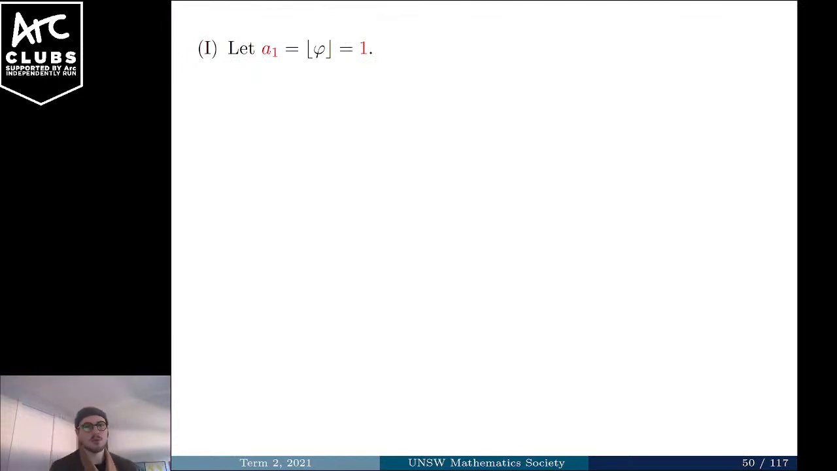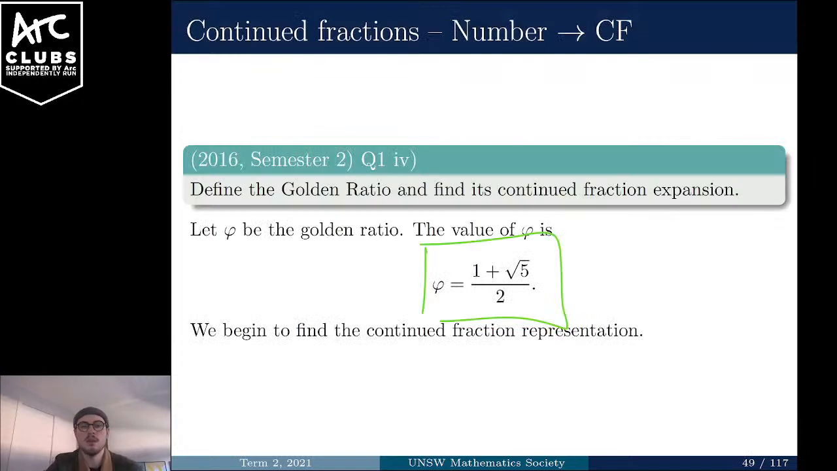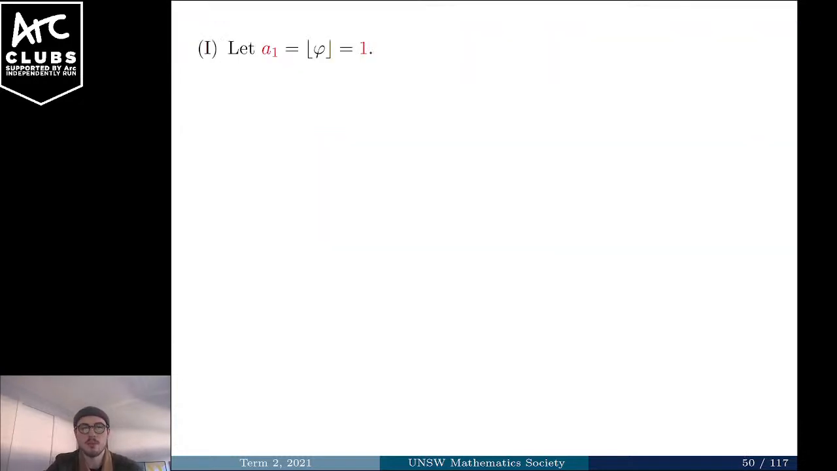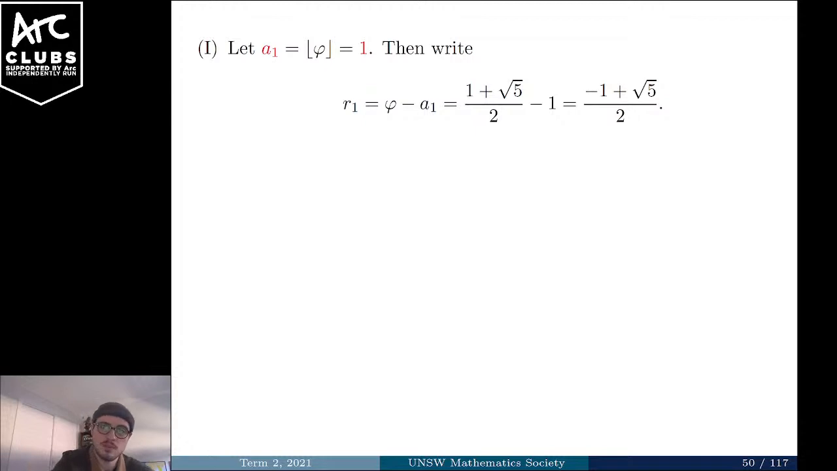First, you find the integer part of the number you're looking at. So you take the floor function, find the integer part. The integer part of this is 1. We can check that by calculator, or just have a look and figure that out for ourselves. Now what we want to do is find the remainder. So we take the actual number and take away its integer part, and we get some remainder. Once we do this, we get this.